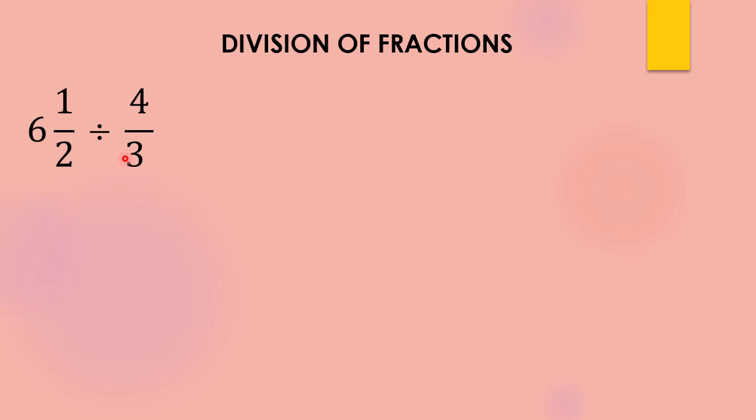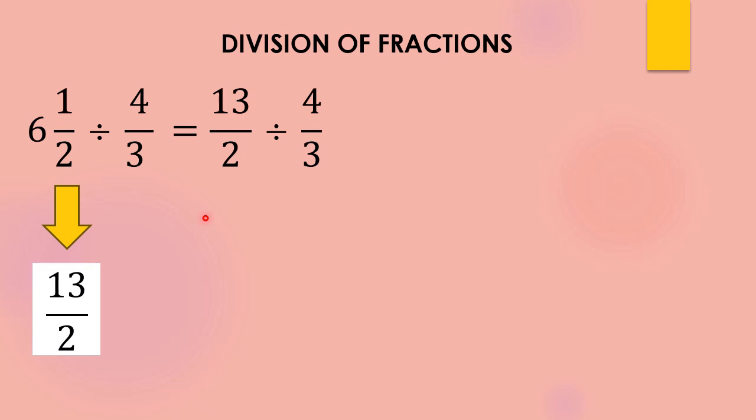So first, we need to change 6 and 1/2 into an improper fraction because we need to get rid of this whole number, which is 6. If we're going to change this into an improper fraction, it will become 13 over 2, or 13/2. So how? Multiply 2 times 6, it will give us 12. Then add this to the numerator 1, which is 13. Then copy the denominator 2. So we have 13/2.